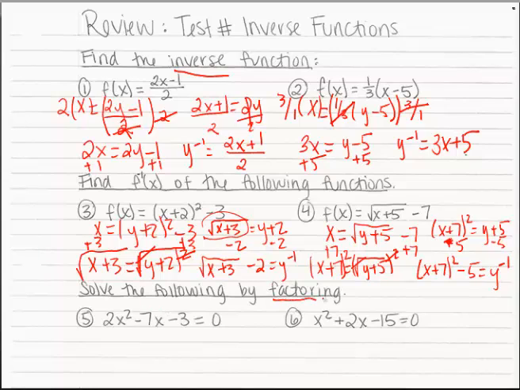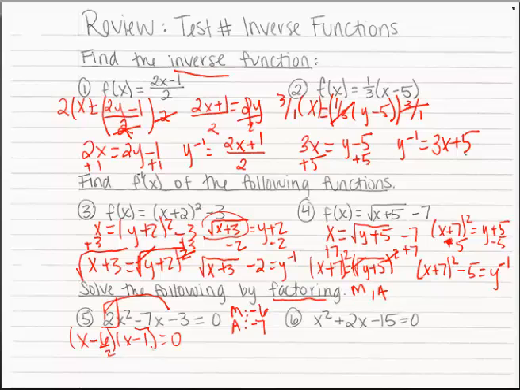Alright, the next one is solved by factoring. Factoring means that we're doing our multiply and our add method. Okay, so to multiply, you do 2 times negative 3, so my number is negative 6. My add comes from here, which is negative 7. So I would get x minus 6, x minus 1, they add to negative 7.